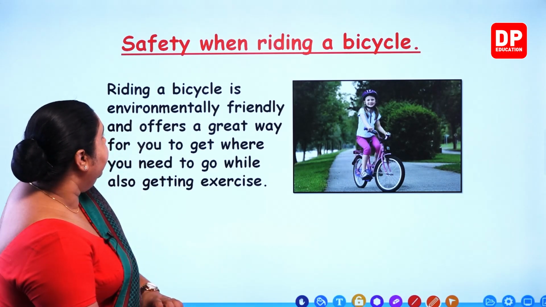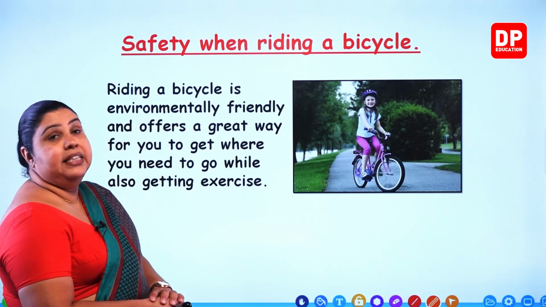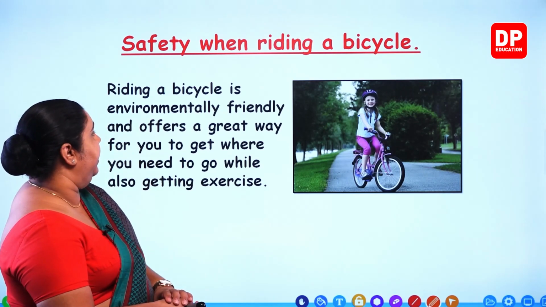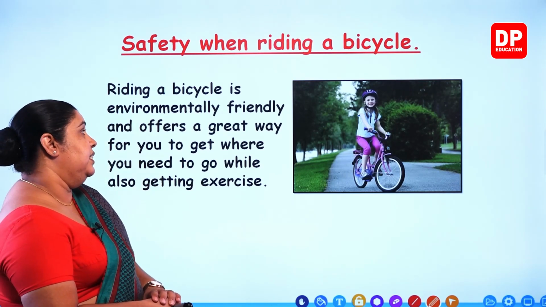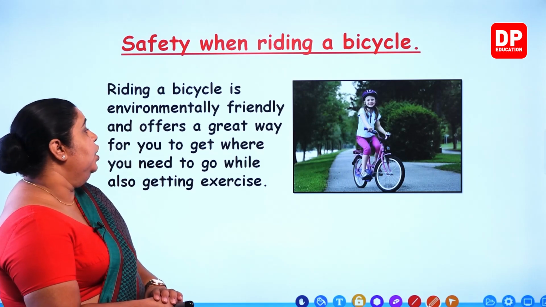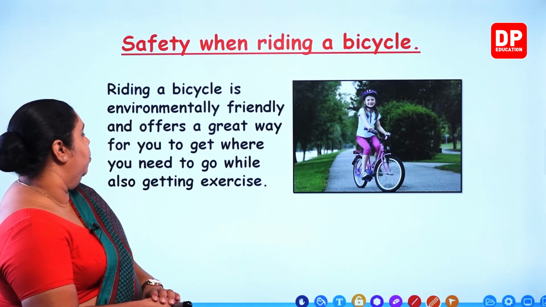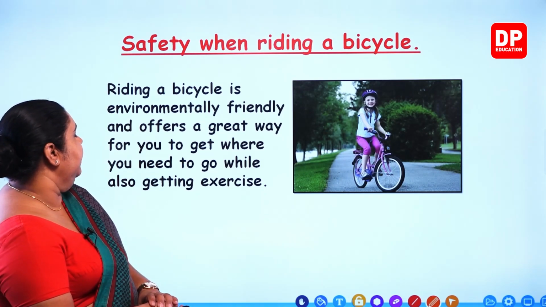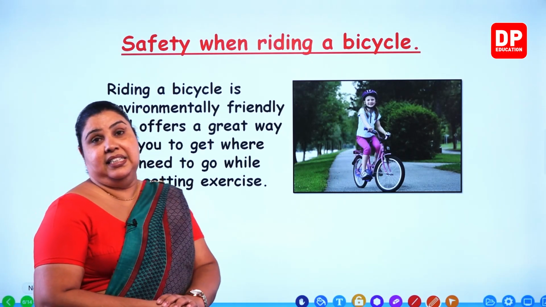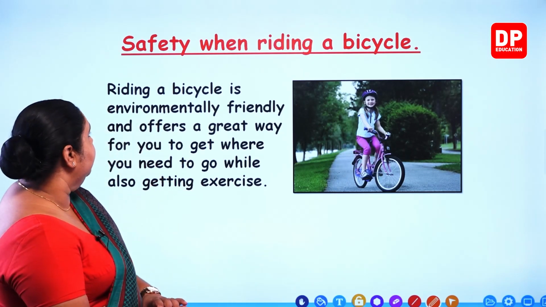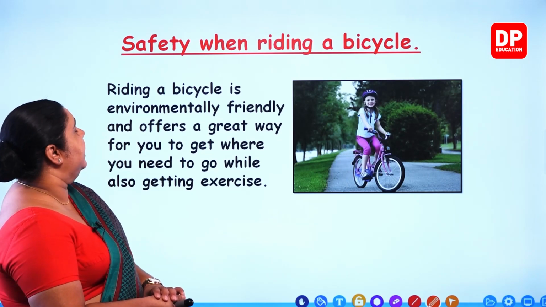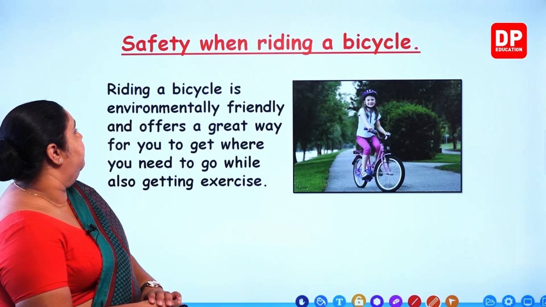Right. Riding a bicycle is environmentally friendly and offers a great way for you to get where you need to go while also getting exercise. Riding a bicycle is environmentally friendly.